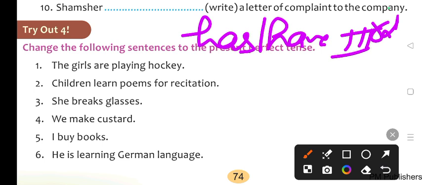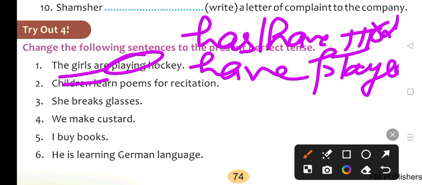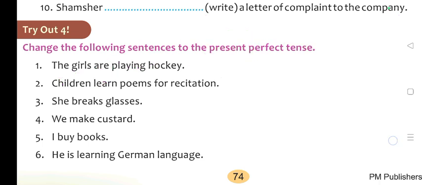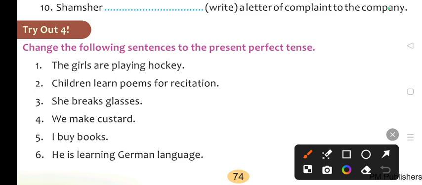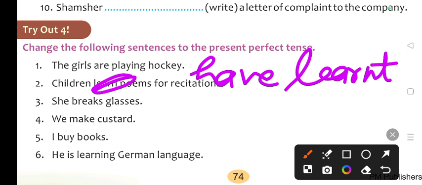Fine. The girls are playing hockey. So the girls have. What do we write? Because it's a plural form, so we will write here have, and play will change into played. So the girls have played hockey. Children learn poems for recitation. So children have. What do we use here? Have. Children have. Then learn will change into learned. This is the third form of learn. Children have learned poems for recitation.